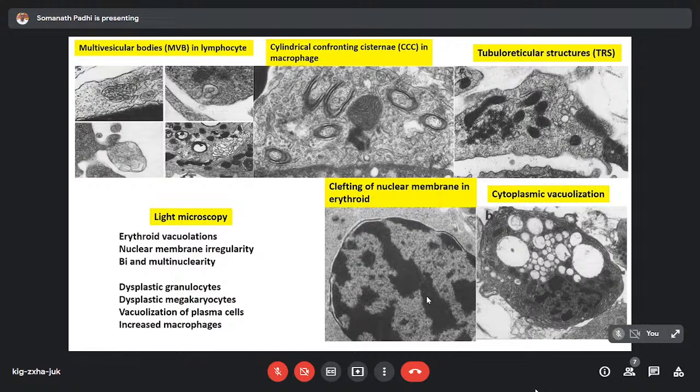All these features at that time were also correlated with light microscopy findings in the erythroid lineage. There was prominent erythroid vacuolation, and cytoplasmic vacuoles were obviously seen on aspirate. Nuclear membranes were irregular, with bi- and multinuclearity. These three were the dominant manifestations in the erythroid lineage in the bone marrow aspirate findings. There were dysplastic granulocytes and dysplastic megakaryocytes, which I will be showing in the next slides. Plasmacytosis was also well evident, and the plasma cells were morphologically atypical with prominent vacuolation, and there was enhanced activity of the macrophages, which was described.